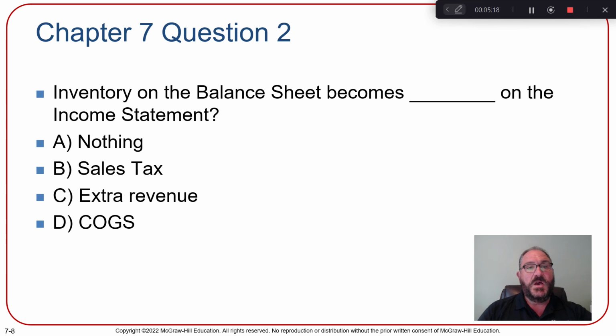All right. So, hopefully you're paying attention. Inventory on the balance sheet becomes blank on the income statement. All right, that's question number 2 from chapter 7. Make sure you write it down in your notes. This way, when you go take your quiz, you'll have the answer right there.